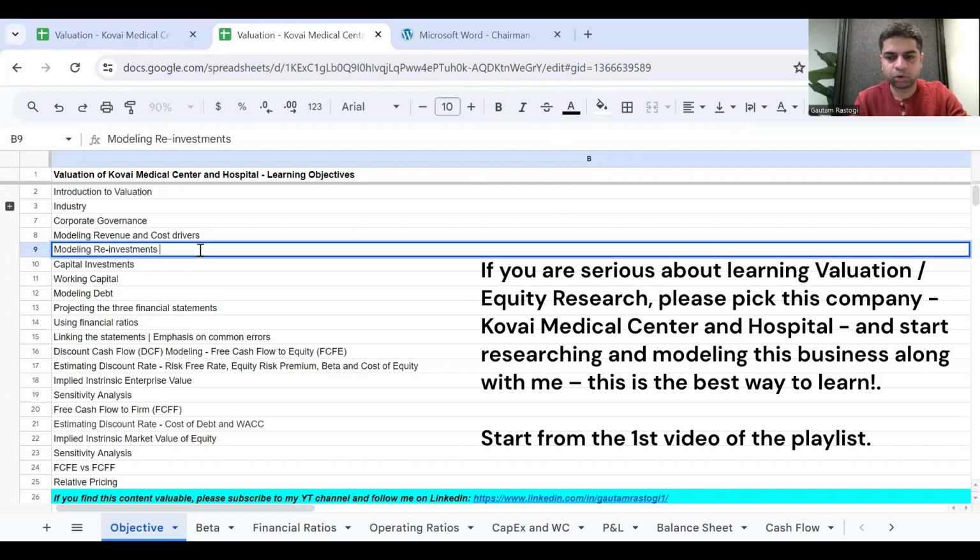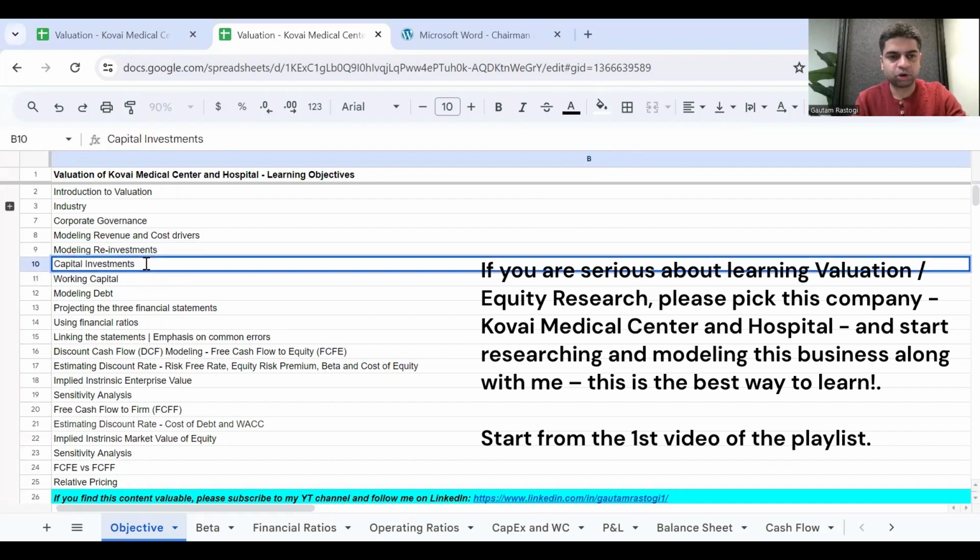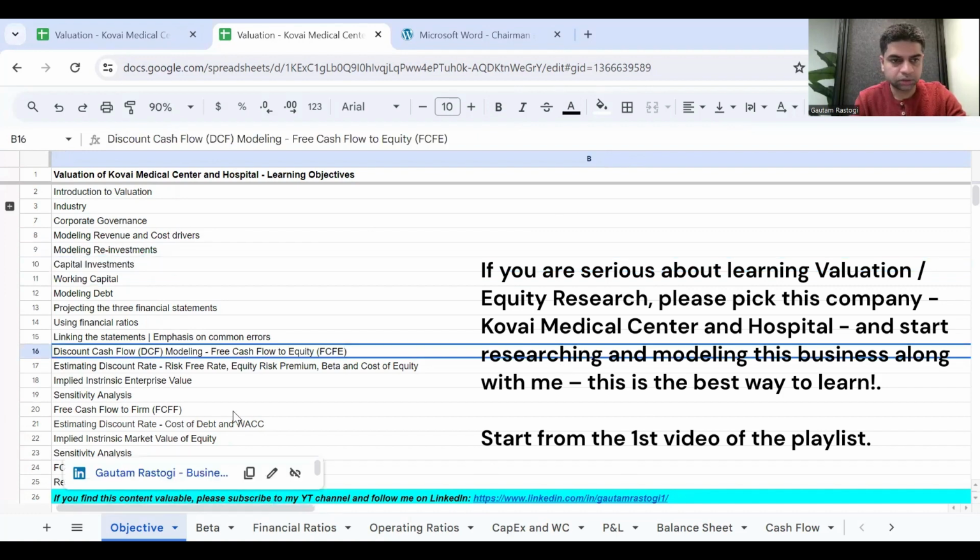And by the way, I should be calling this module modeling balance sheet items. I think that's a more fitting name than this one.